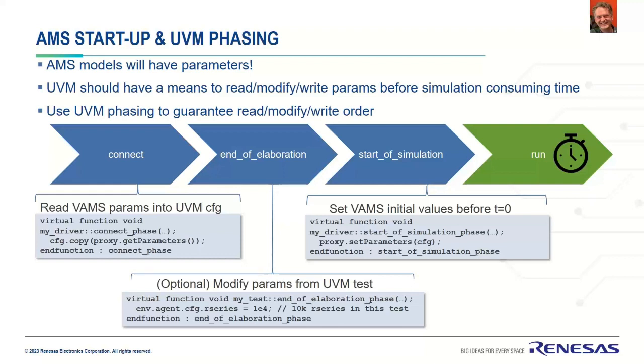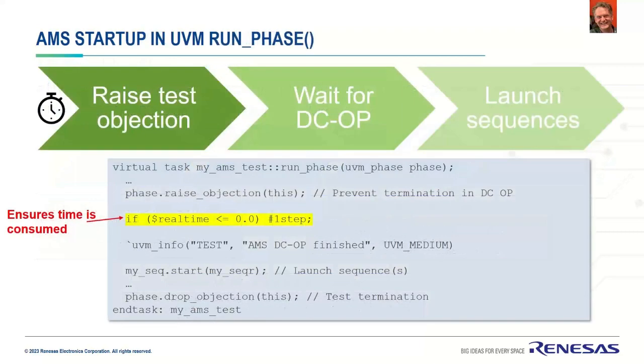End of elaboration phase in the test level, you can see at the bottom. Then I'm basically diving down into the hierarchy of my UVM componentry to set a configuration class R series value of 10K. And then during the start of simulation phase, the driver will call the set parameters inside the proxy class. So that will all happen automatically as long as we adhere to this setup in our agent. Okay, next one.